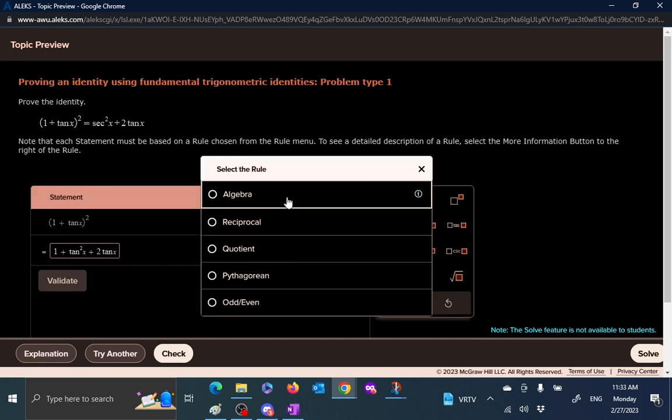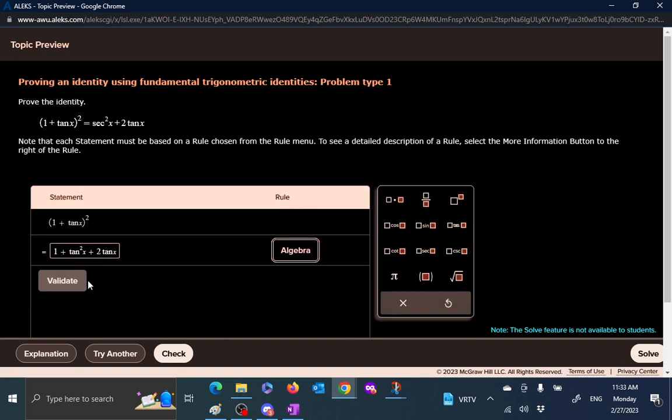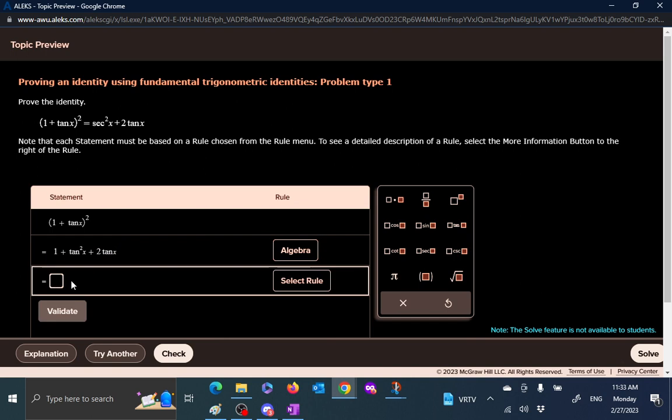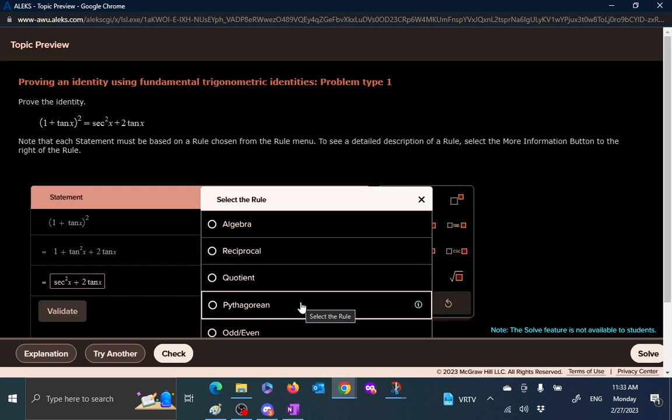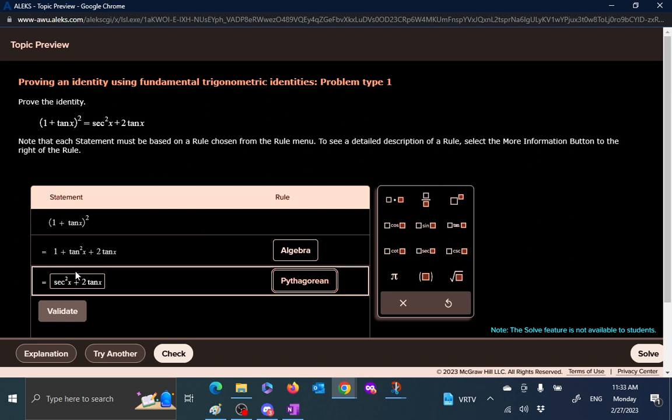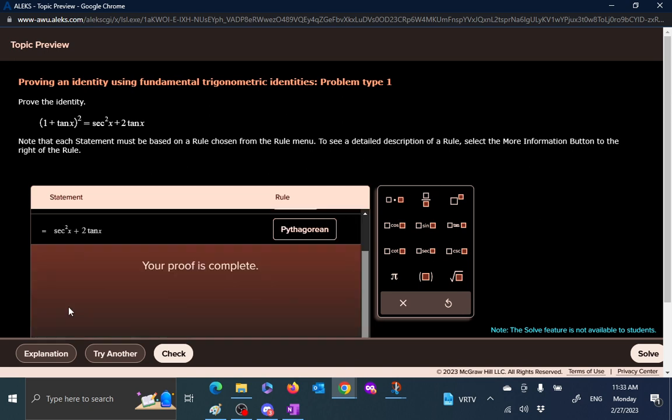What did we do so far? We just applied the squaring identity. It didn't do anything trigonometric. Now 1 plus tan squared is the same as secant squared. So secant to the power of 2 of x, and then plus 2 tan x. What we do, we apply the Pythagorean, because 1 plus tan squared is secant squared. Validate, and you're done. And so on you go.